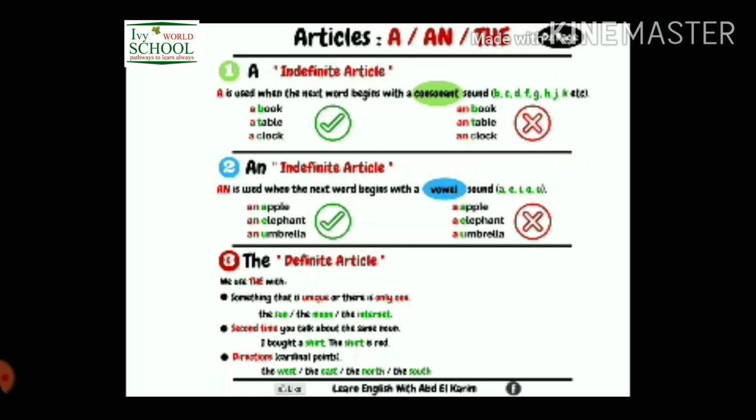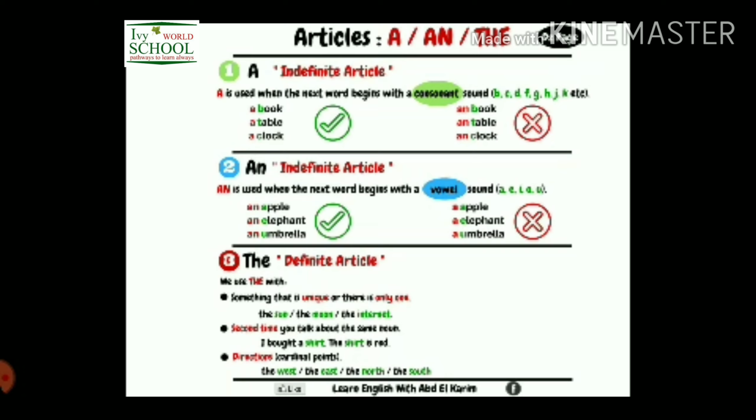Next we have the definite article. It is used when something is very unique. For example, the sun, the moon, the internet. Also in front of the names of the rivers, monuments, and special places. We also use the definite article when we talk about the same noun the second time. For example, I bought a shirt. And now we're going to talk about the shirt the second time. So, the shirt is red. We also use the definite article in front of the cardinal directions: the west, the east, the north, and the south.